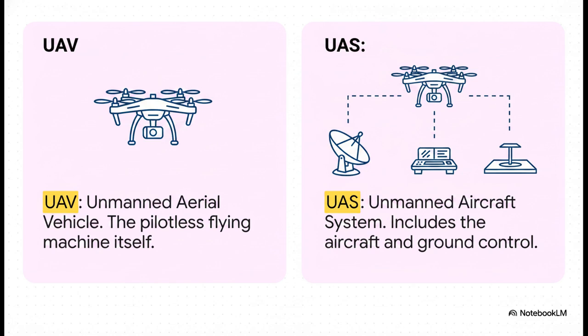The U.S. Department of Defense and the FAA introduced UAS to emphasize that we aren't just talking about a flying piece of hardware. The system includes the ground control stations, the communication links, and the launch and retrieval mechanisms. When you say UAS, you're legally and functionally acknowledging the entire massive infrastructure required to make that aircraft fly safely.